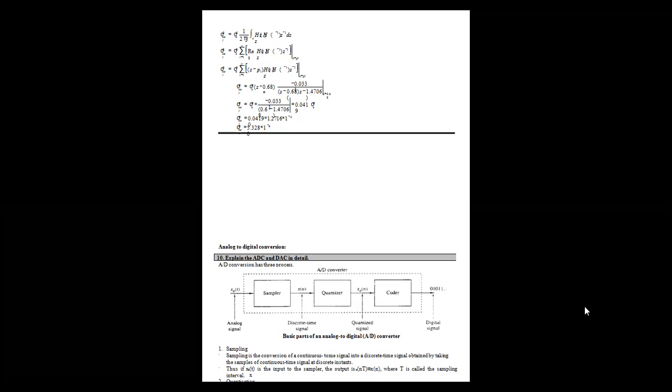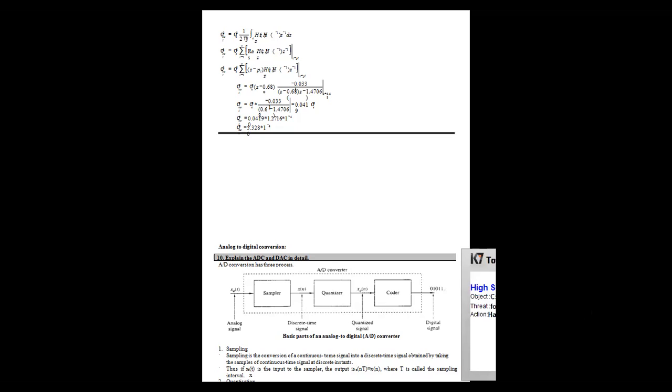If x(t) is the input to the sampler, the output is x(nT), where T is called the sampling interval. Then it is given to the quantization. Quantization converts the discrete time signal into a discrete-valued signal, so we have x(n).